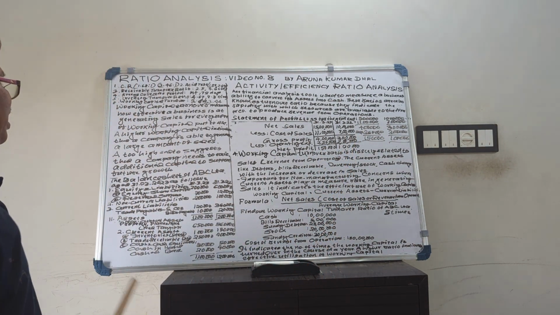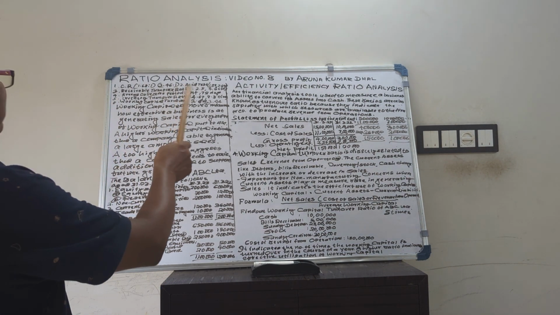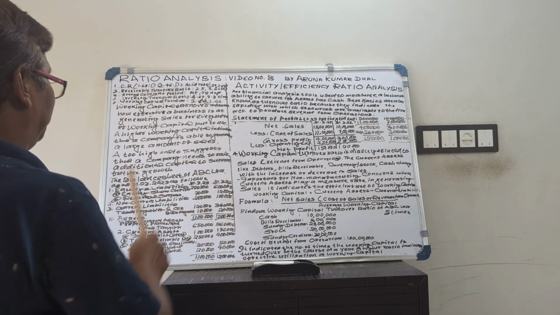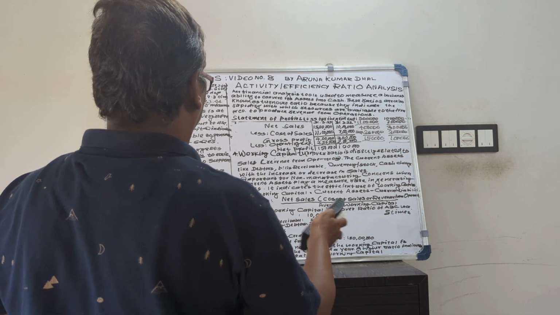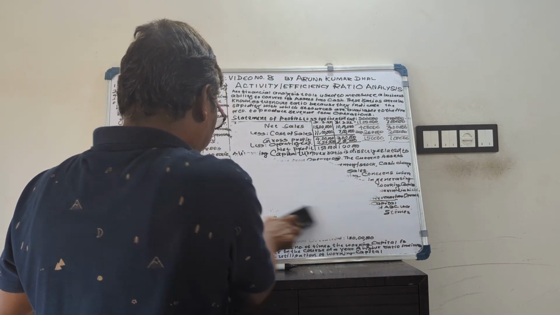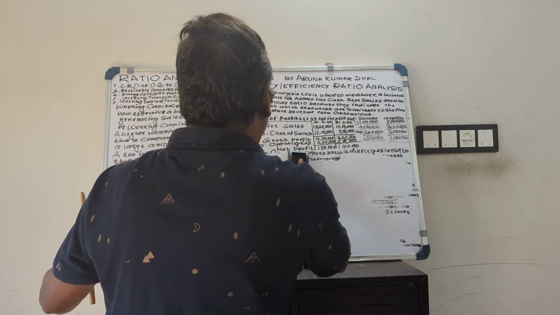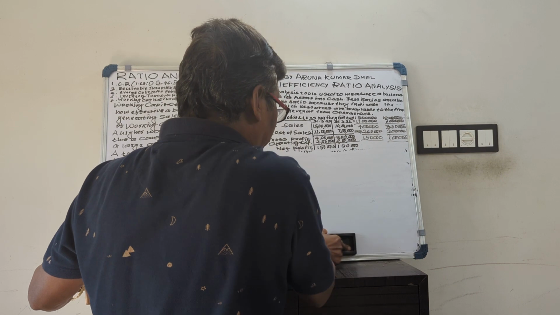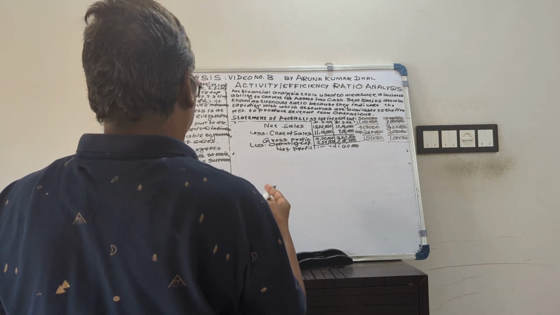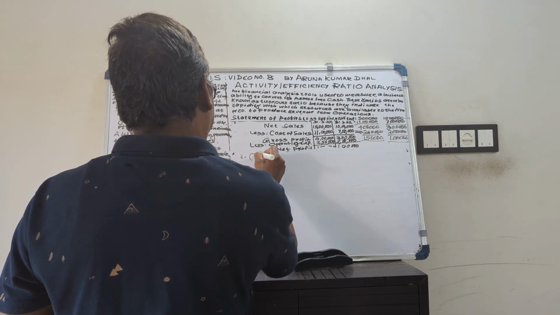So we have to calculate the current ratio, acid test ratio, receivable turnover ratio, average collection period or debtor velocity ratio, inventory turnover ratio, and working capital turnover ratio from the given problem. In this problem, the current ratio is equal to current assets by current liabilities.